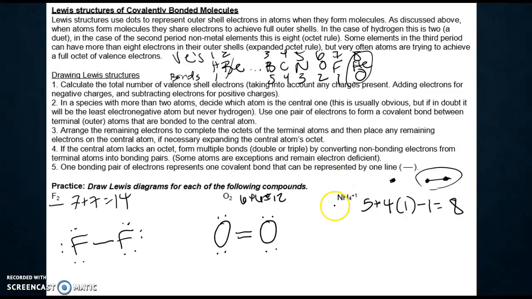Now you have to decide which one goes in the middle, N or H. Ask yourself which one needs more bonds. H only needs 1, N needs 3, so the N goes in the middle. You write 1 N, 3 surrounding. Then how many bonds does each H want to have? Each H wants 1, so 1 line next to each H. We count where we are so far: 2, 4, 6, 8. That's the number we need, so we're good to go.